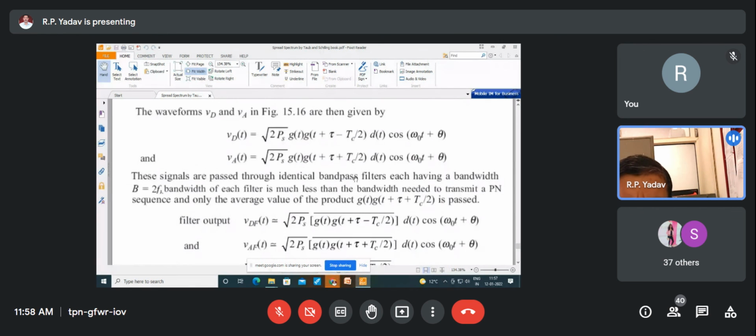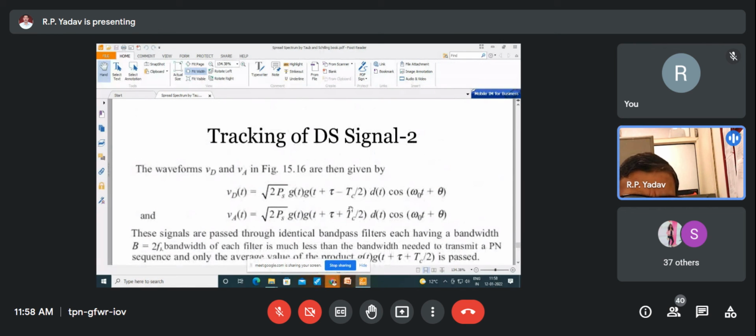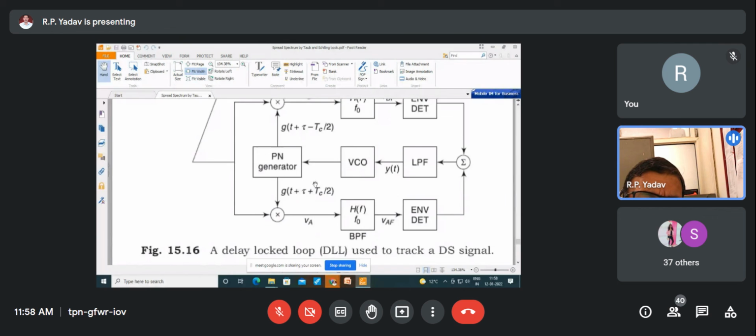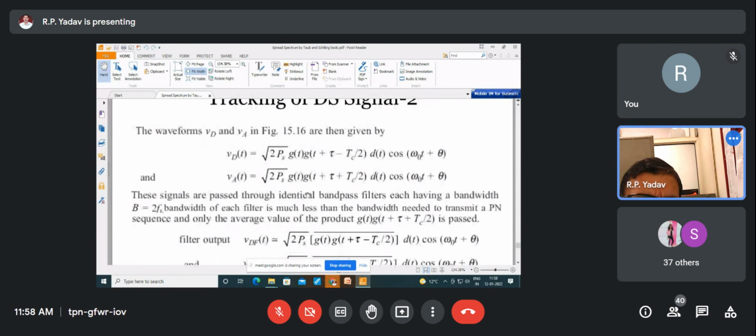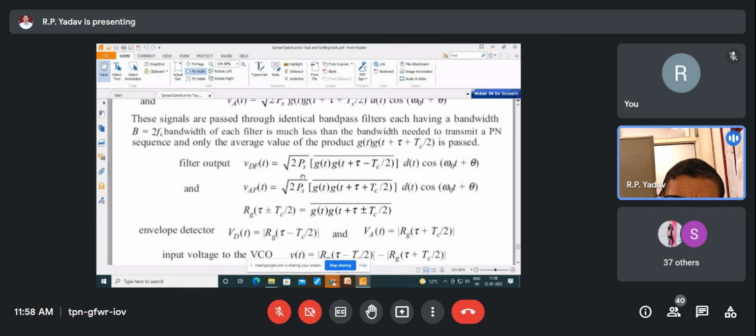Probably nothing more in this particular topic. Mathematically, that's basically at tau minus Tc upon T, tau plus Tc by 2. And these are the VD and VA signals that we are generating at the two blocks shown here, VA and VD. If this is my input, these signals are passed through an identical bandpass filter, each having a bandwidth much less than the bandwidth needed to transmit a PN sequence, and only the average value of the product will be passed. So the filter output will be this one, because we can easily verify that. And this is my VF, and corresponding to this is DF and EF. I can calculate both of them.